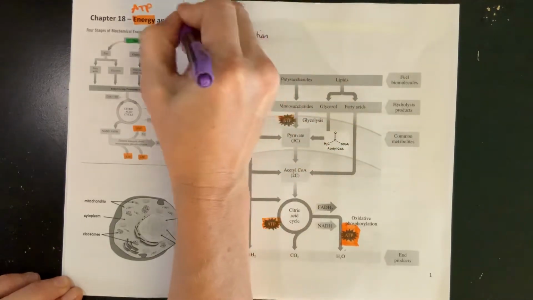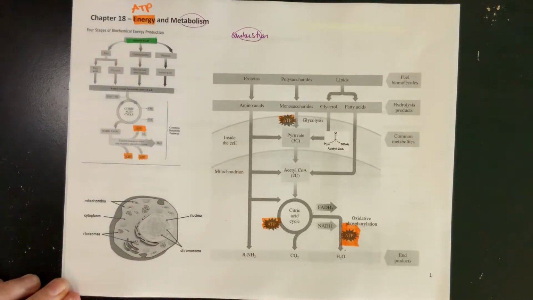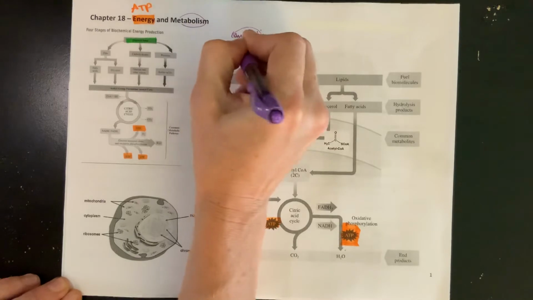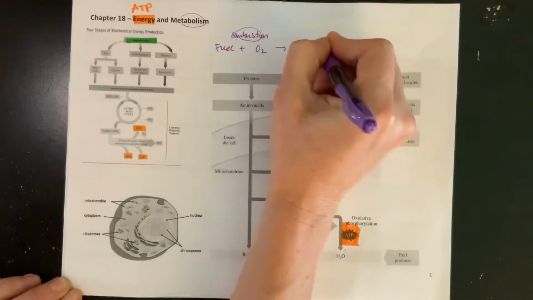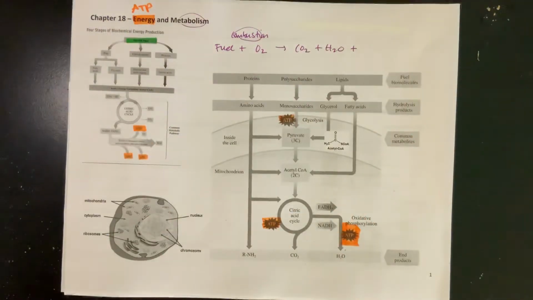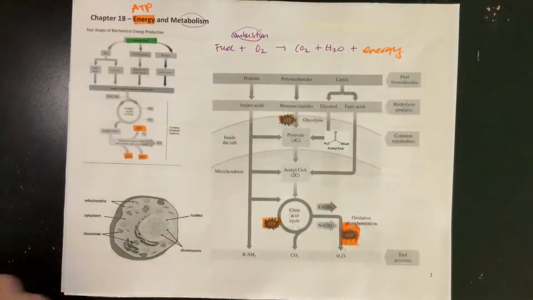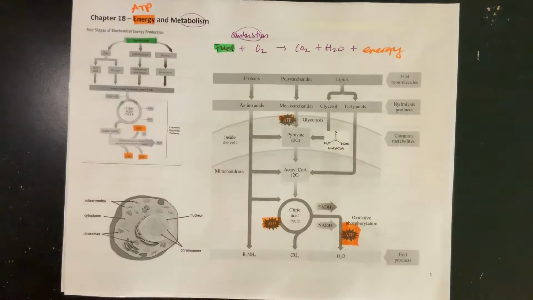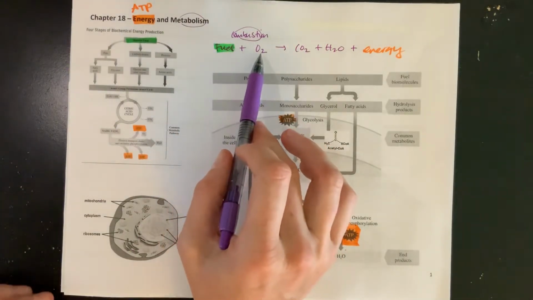So metabolism and combustion are essentially the same overall reaction. In combustion, we have some kind of fuel, we add oxygen to it, and then we get carbon dioxide and water, and of course our good friend energy. That might be heat and light if it's a campfire, but here it's going to be ATP. And so combustion is taking some fuel, adding some oxygen.